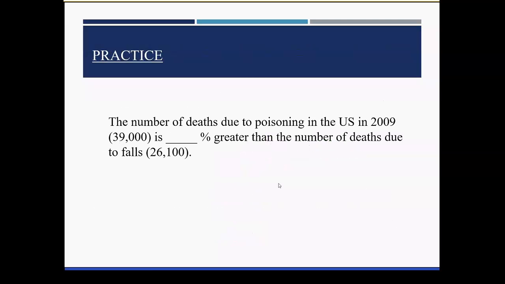All right, so here is another quick one for practice. The number of deaths due to poisoning in the U.S. in 2009, which is 39,000, is blank percent greater than the number of deaths due to falls.